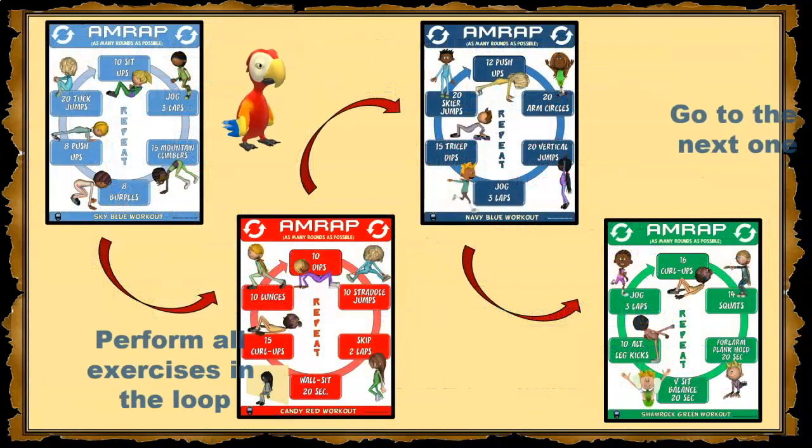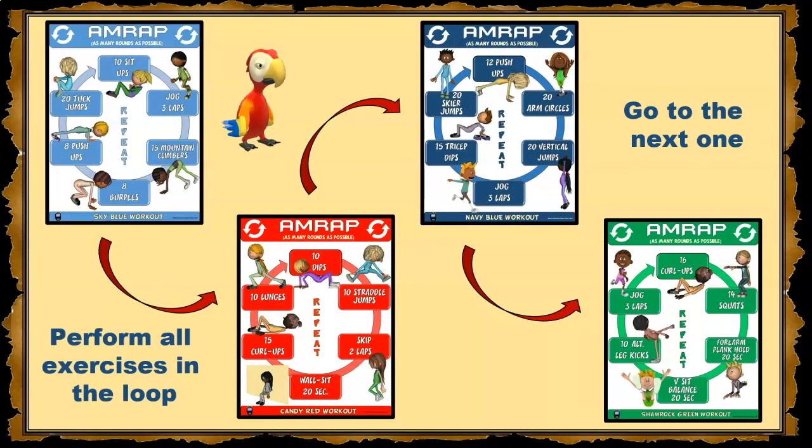So these are 4 different AMRAP visuals that are put up around, with different exercises on each one. The students perform all the exercises in the loop, and then they go to the next visual, or they can do the same one again.